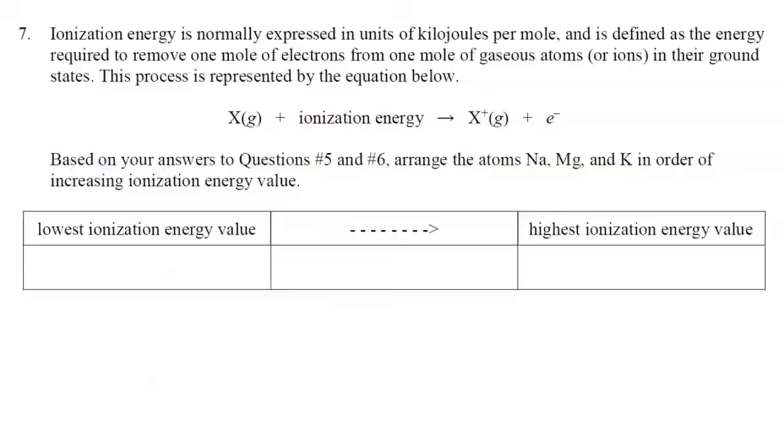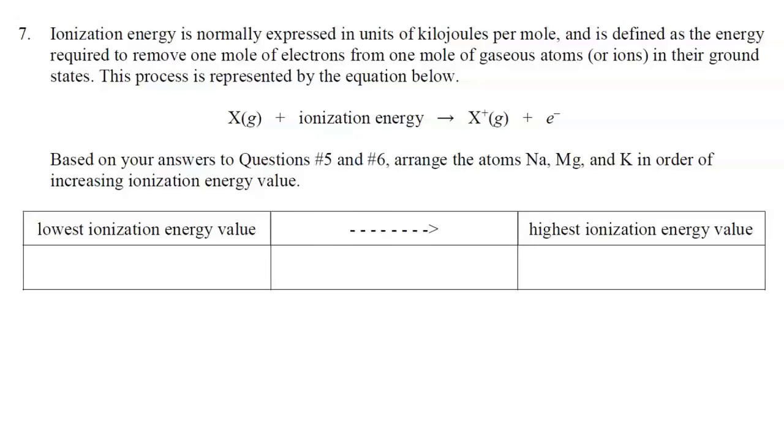Okay, let's take a look at question 7. Ionization energy is normally expressed in units of kilojoules per mole and is defined as the energy required to remove 1 mole of electrons from 1 mole of gaseous atoms or ions in their ground states. This process is represented by the equation below. So the equation shows an atom of X, some element. And then on the right, we see an ion with X having a +1 charge as it lost an electron. So the ionization energy is the energy required to remove an electron from an atom or an ion.